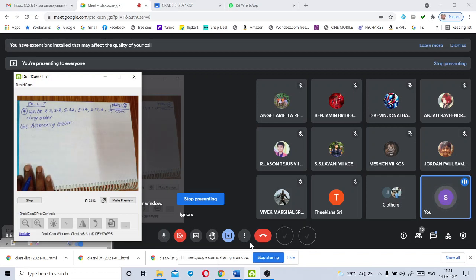First we have to concentrate on the whole number part. Okay, my children. If you want to write decimal numbers in ascending order or descending order, first of all, we have to focus on the whole number part. In a decimal number, there are two parts. Yes or no? Whole number part and decimal number part.